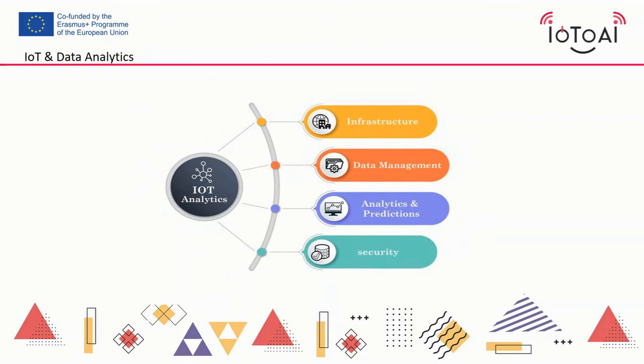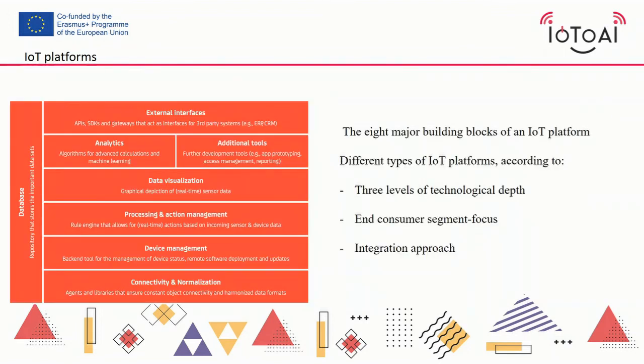So don't forget that for IoT analytics, you need infrastructure, data management, analytics and prediction, and security. Focused on IoT platforms, the students will learn that there are 8 major building blocks of any IoT platform, and that the different types of IoT platforms depend on the three levels of technological depth, the end consumer segment focus, and the integration approach.